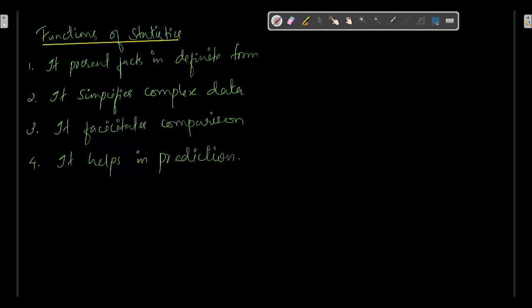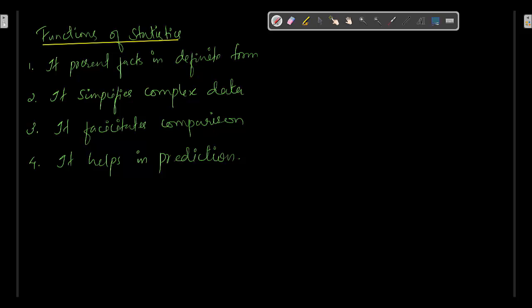In the previous tutorial we discussed the meaning of statistics, the two meanings in singular form and plural form. We also learned the scope of statistics and the need of statistics in economics. So in this tutorial, we're going to learn three topics: functions of statistics, importance of statistics, and limitation of statistics. So first of all, let us start with the functions of statistics.